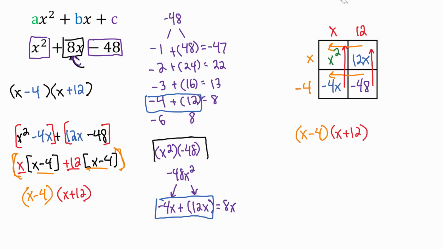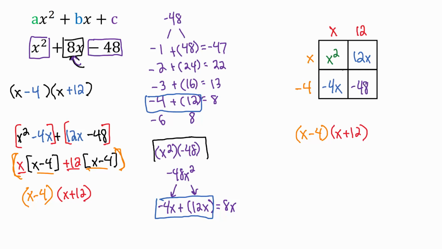Now, if you really want to go crazy, check your work. You could erase everything that's in the boxes except your factors on the edges, and you could distribute using the box method. So you're kind of working backwards. So x times x is x squared. 12 times x is 12x. x times negative 4 is negative 4x. And 12 times negative 4 is negative 48.